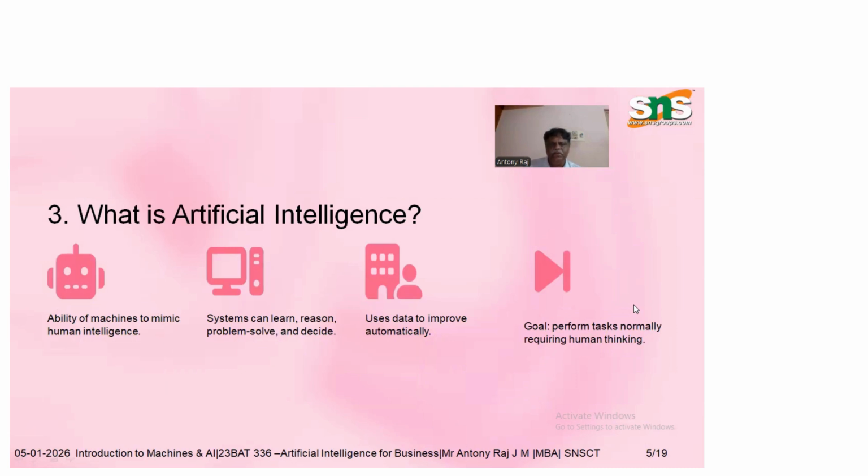So again, we need to look at what is meant by artificial intelligence. Artificial intelligence is where machines are able to mimic, or you can say replicate, human intelligence. These are systems that can learn and reason like human beings, do problem solving like us, and ultimately decide. And in this entire thing, the data is being used to improve automatically. The goal in artificial intelligence is that a task a human being would perform using his thinking is performed by the systems.